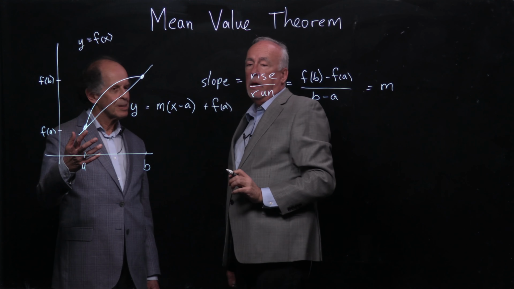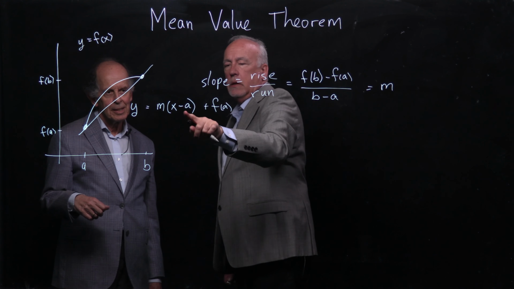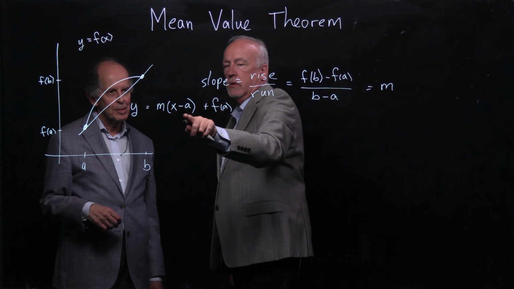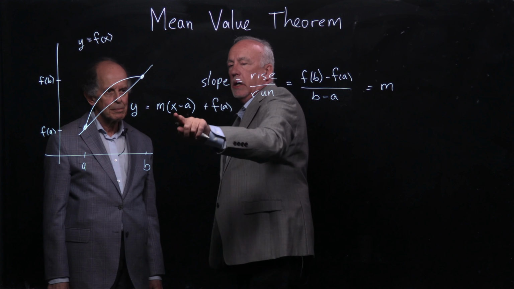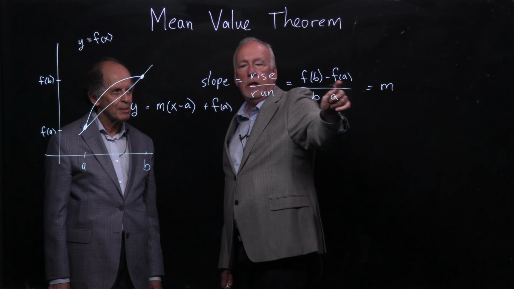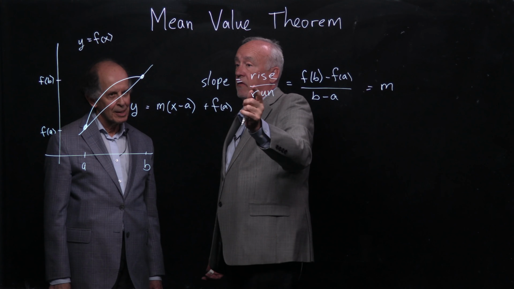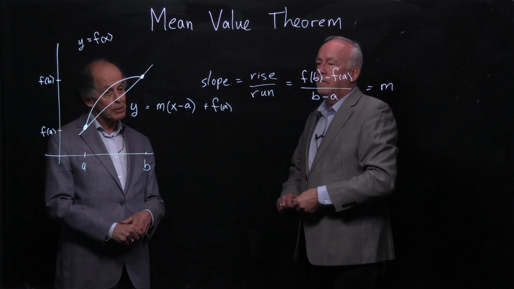Can I check that, Matt? Is that right? Sure. If I plug in a, I get a minus a is 0, so I get f of a. Good. If I plug in b, I get b minus a times m. That cancels this b minus a, so I get f of b minus f of a plus f of a. That's f of b. Good. So it all works. So it's the right picture.